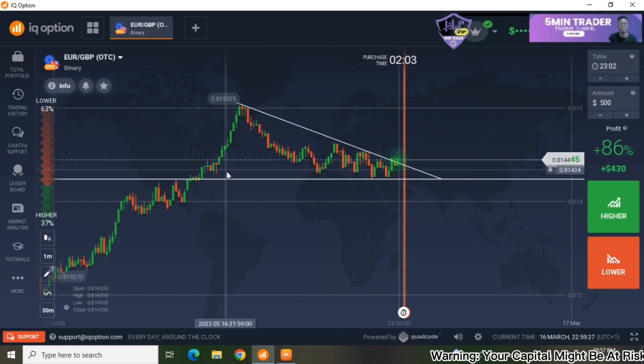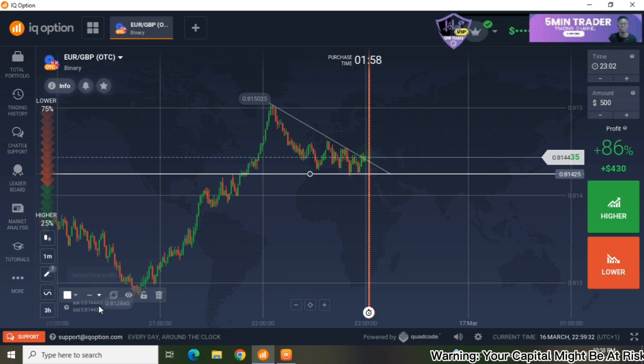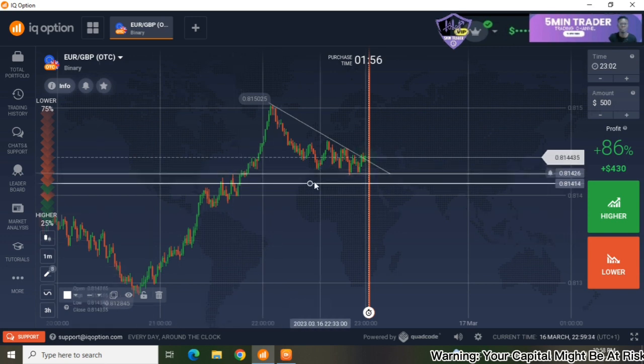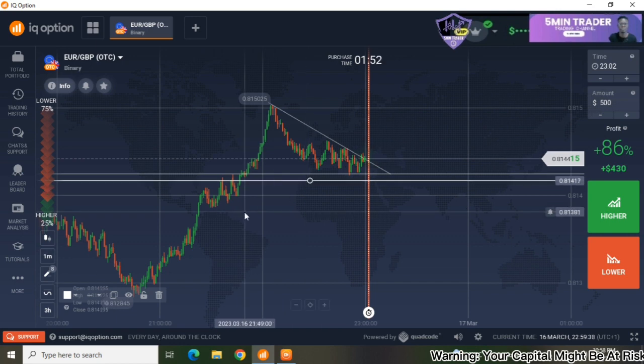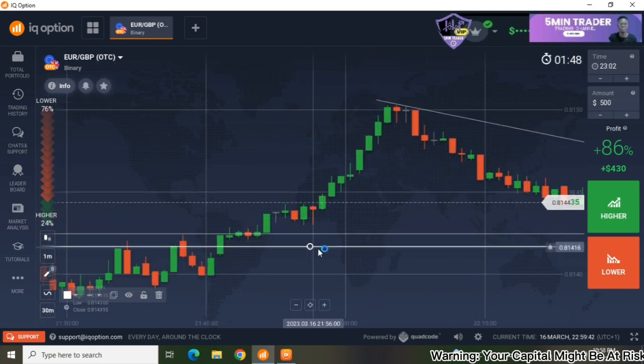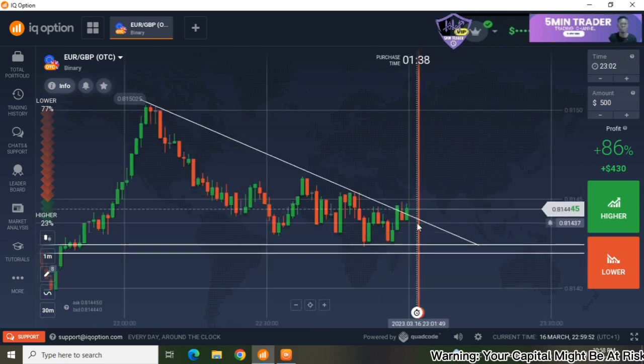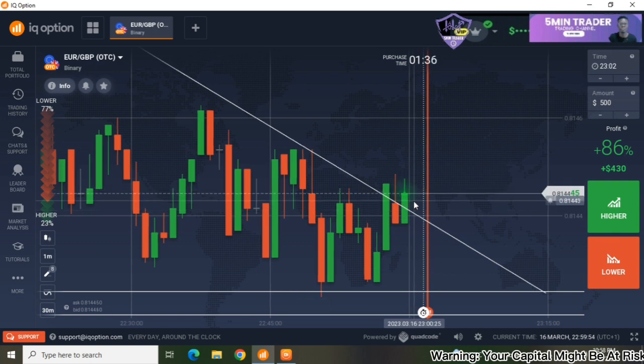So you can see that this is a strong support level. It previously worked here as resistance, so I'll try to get the whole zone. So this is a whole zone of resistance in the past, and it is currently now working as a support. We will try to see what happens.